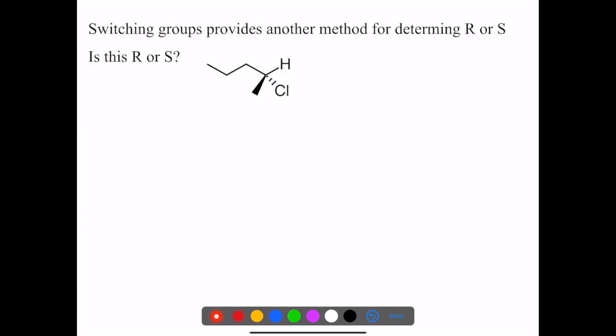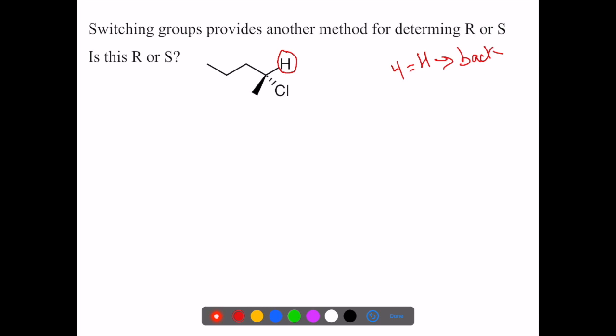This is another interesting way that you can determine R or S. What is the most important thing that you need to do to determine R or S? After you get the priorities, you need to get 4, which is H clearly in this case. Where does it have to go? Back. So we want to put it where the chlorine is.